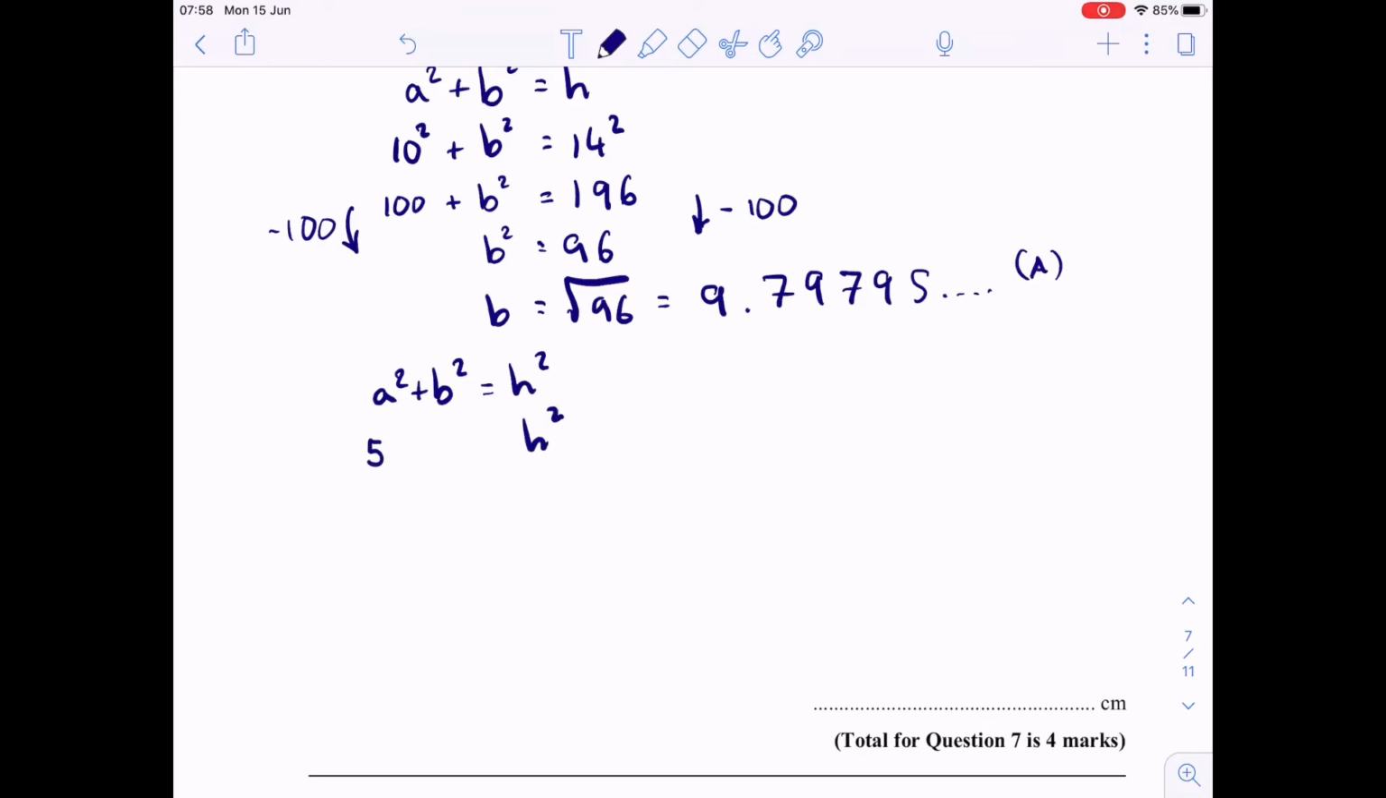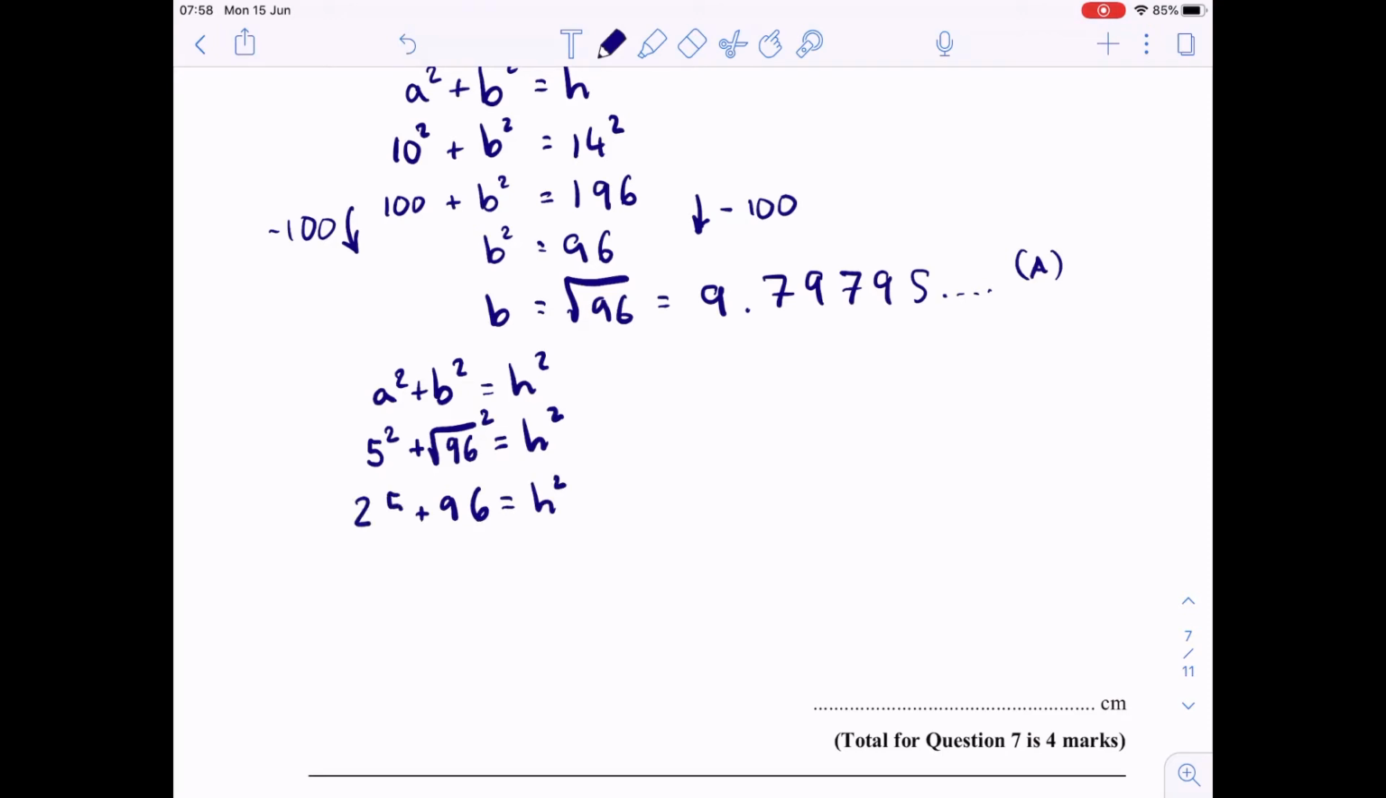And A in our case this time is going to be 5 squared, and B is going to be 9.9795. What I'm actually going to do is write it as a square root. I'm going to say root 96 squared. Okay, and this means that when I square the square root, it's just going to undo it. So it will just be 96 equals H squared.